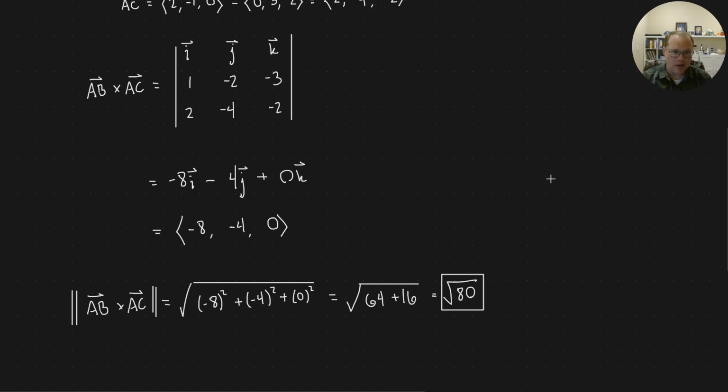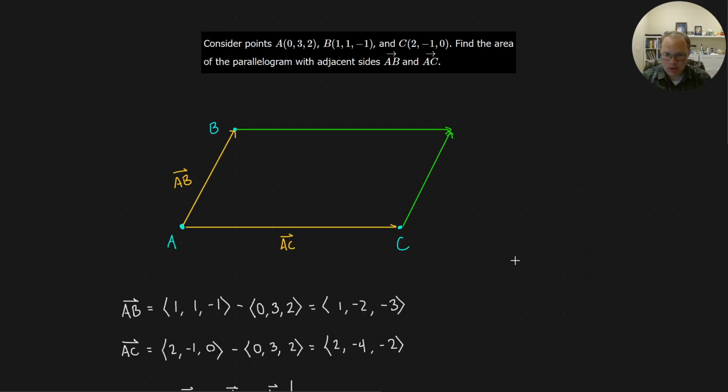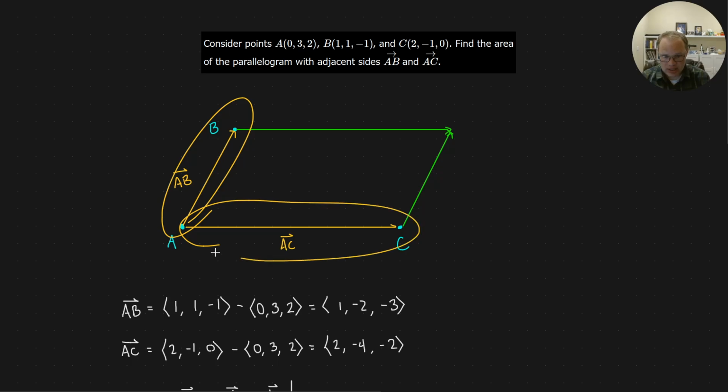If you want to simplify the root, 80 is 2 and 40, which is 2 and 20, which is 2 and 10, which is 2 and 5. And so I could pull out 1, I could pull out 2 2's, and I have a 5 that I can't pull out. So I have 2 square roots of 5, or 2 squared times the square root of 5, or 4 times the square root of 5. That is the area of the parallelogram with these two adjacent sides.